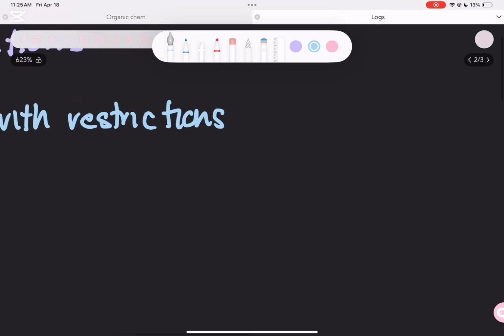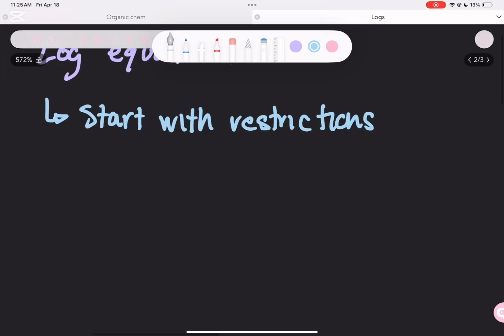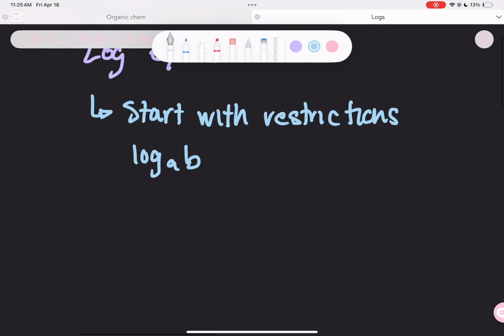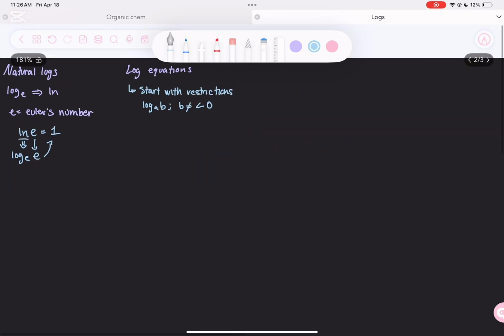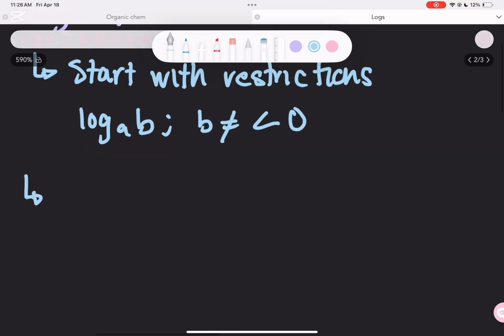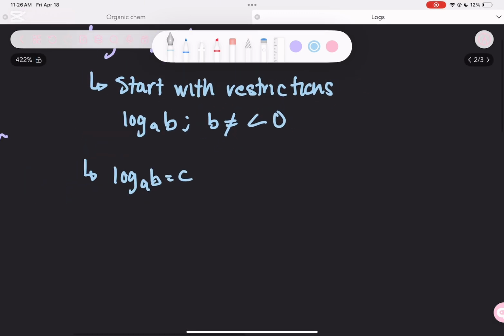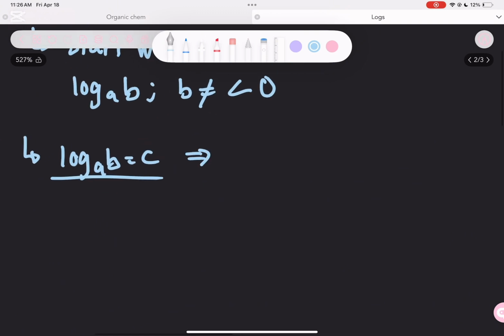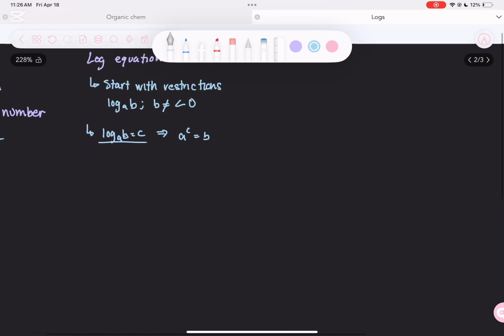So for example, you know how I said you can't log a negative, right? So typically for log base a of b, b cannot be less than 0. That is a general restriction that you'll have. Another helpful tip is that you want to be in a situation where log base a of b is equal to c. You always want to turn it into this situation, because then you can turn it into its exponential form, a to the c equals b, and this will usually help you find x. So let's do an example of this.